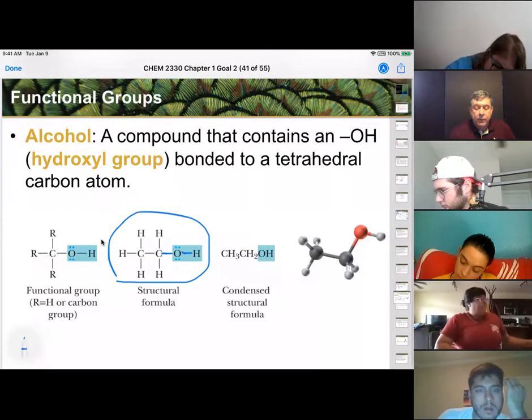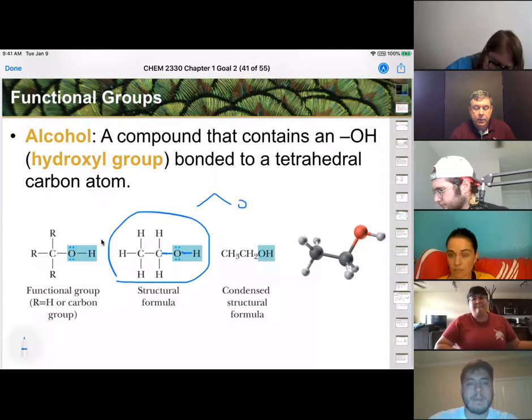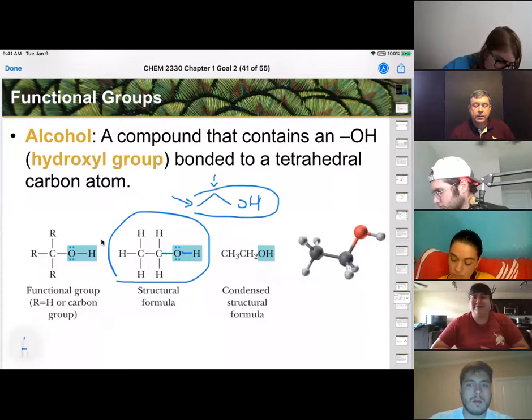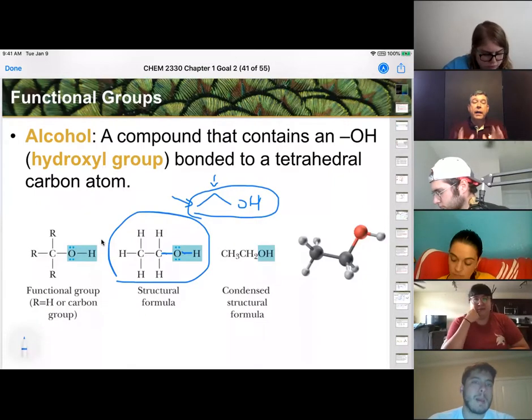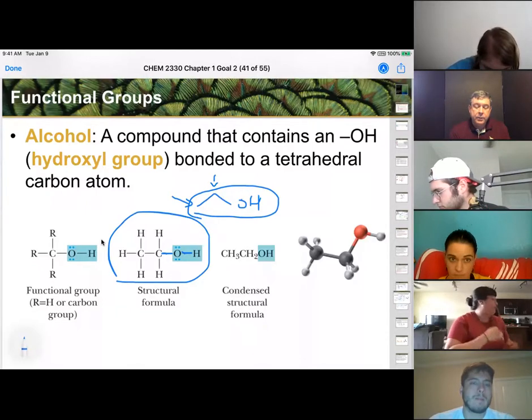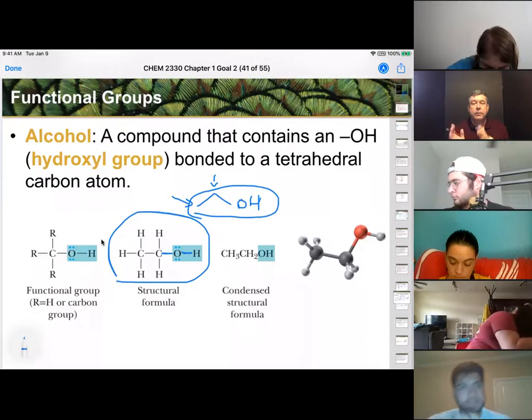Now, if we look at the skeletal structure, we would draw it like this, assuming that this is a carbon and it has hydrogens on it, and assuming this has hydrogens on it as well. So the skeletal structure would look like this. Notice whenever we draw the skeletal structure, if it's not carbon or hydrogen, we specifically label it. And that makes it easy to identify the functional group.